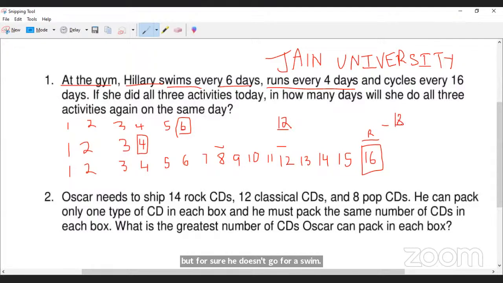Can you hear me? So all the three have to happen together. In how many days will she do all the three activities again on the same day? So what I have to find are the multiples of them. Where do they meet? Did you get that?